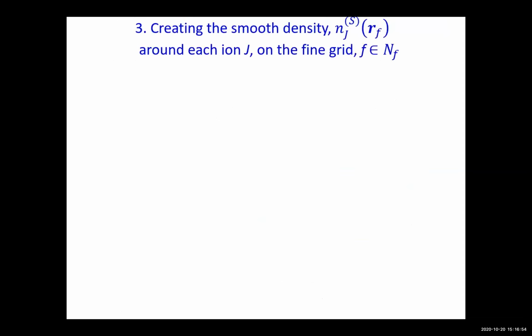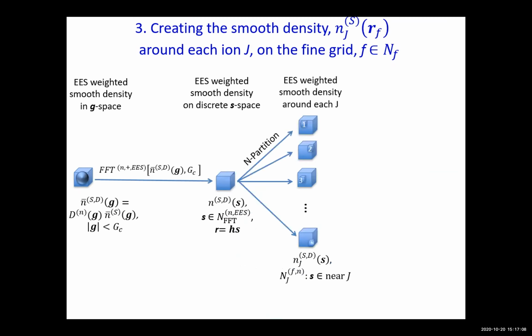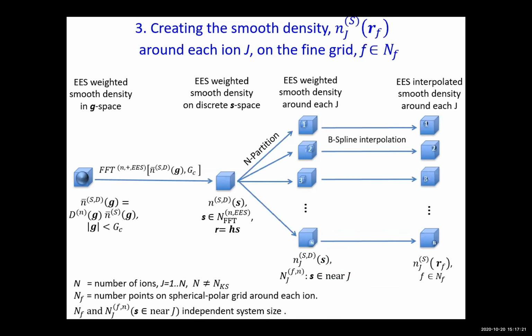So let's just review getting the smooth density. I take my density in G space, I multiply it by the D factor, IFFT into real space. I do an N partition, so I get the number of points I need to do the interpolation on the grid. Only those little squares, and I do the B-spline interpolation, and I can get the smooth density inside all the ion cores on a very fine grid. And that simplifies matters greatly, and the computational complexity is n squared log n.